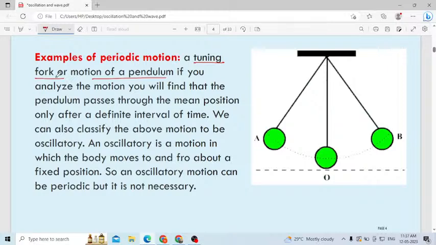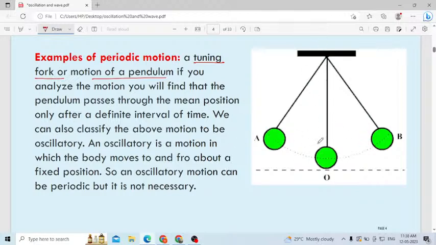When you hit a tuning fork on any hard object, it will start vibrating. How will it vibrate? It will vibrate periodically. This is also one of the best examples of a periodic motion. Then, motion of a pendulum.